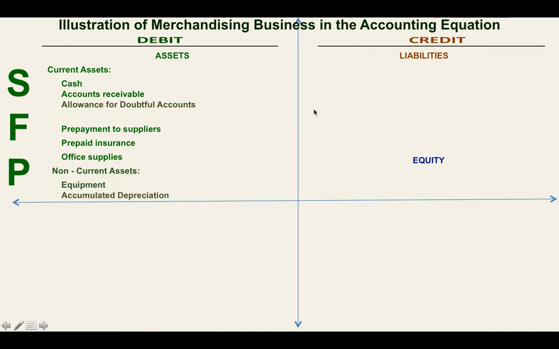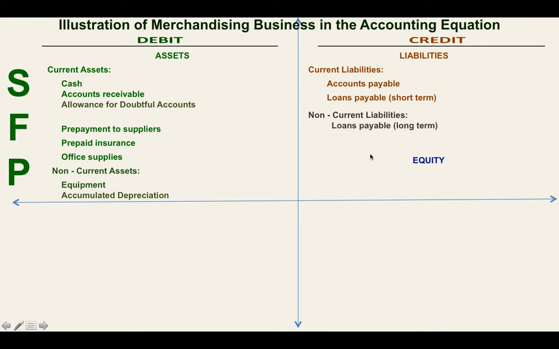For liabilities, for non-current assets, we have already used equipment and accumulated depreciation. On current liabilities, we have accounts payable, loans payable. We already use this account from in service business. On non-current liabilities, loans payable long-term, and on equity, we have used already owner's capital and owner's drawing. So basically, we have used these accounts in service business.